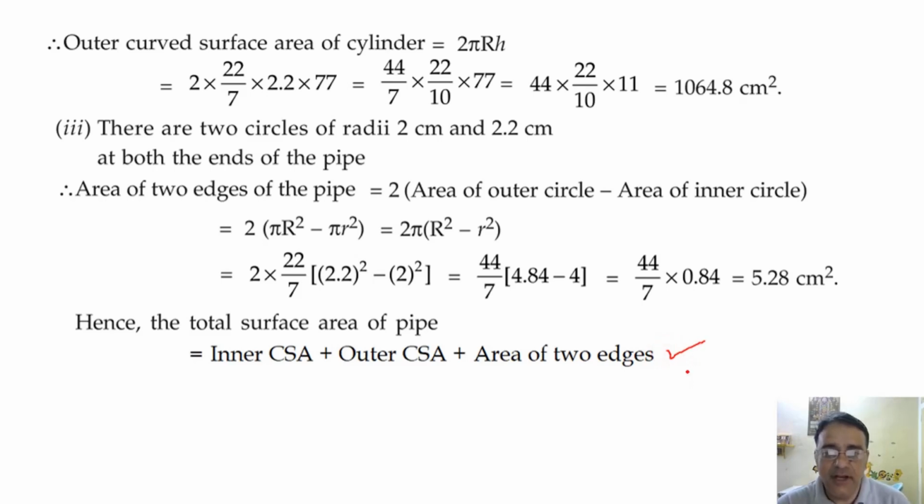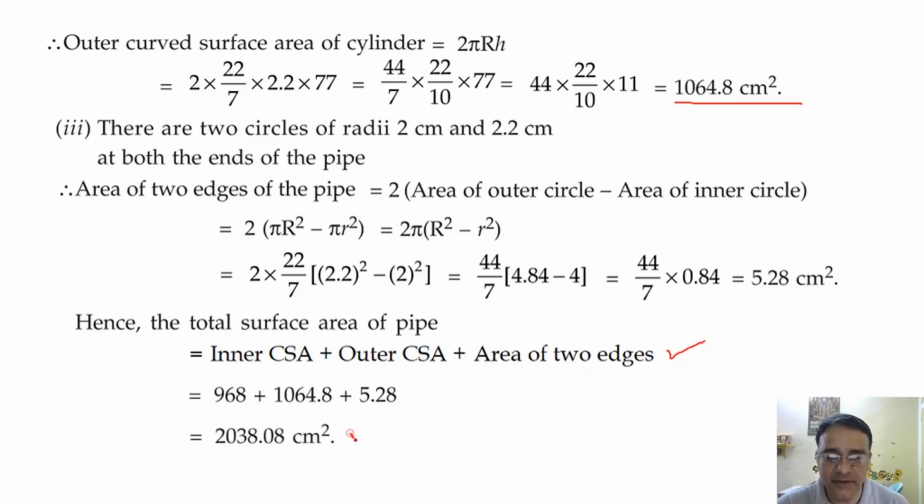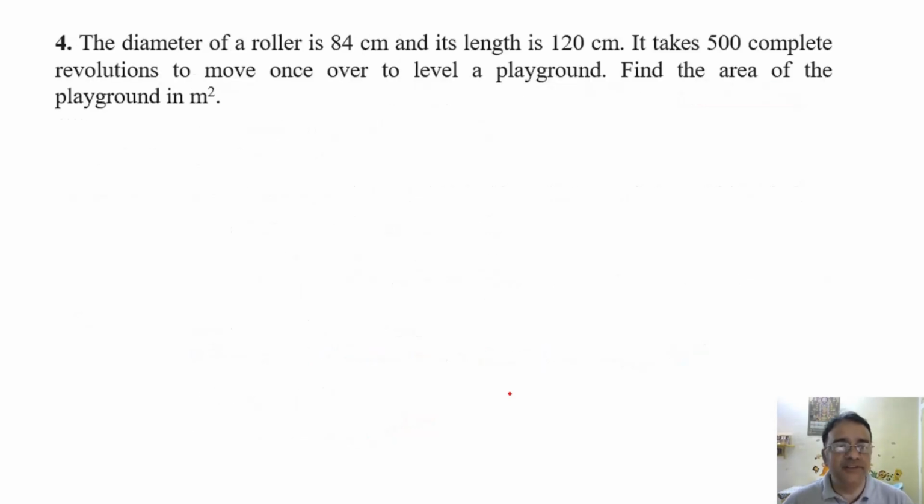Yes, sir. Now we have to add up all the values. So first, इनर कर्ड सरफेस एरिया 968 आया था, and this is 1064.8, and this is 5.28. If we add up all this, we'll get the answer, that is 2038.08 centimeter square. Any doubt in this question? No, sir. Okay. So now we'll move towards the next question.